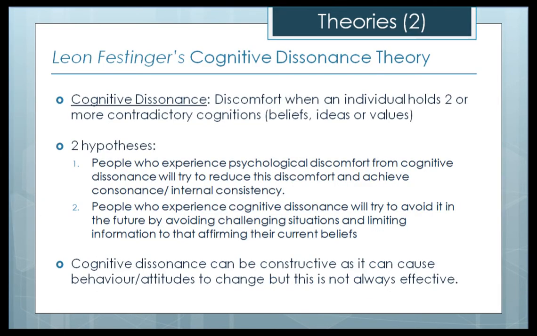Cognitive dissonance is discomfort experienced when an individual holds two or more contradictory cognitions, which are beliefs, ideas, or values. Leon Festinger's theory of cognitive dissonance focused on two hypotheses. Number 1. People who experience psychological discomfort from cognitive dissonance will try to reduce this discomfort and achieve consonance, or internal consistency. There are 3 methods of reducing cognitive dissonance: outweigh the dissonant thought with consonant thoughts, minimize the importance of the dissonant thought, or incorporate the dissonant thought into one's beliefs.